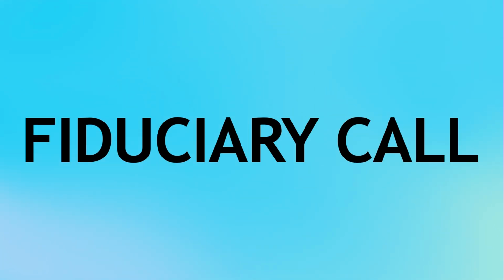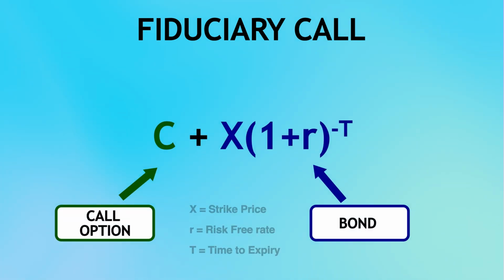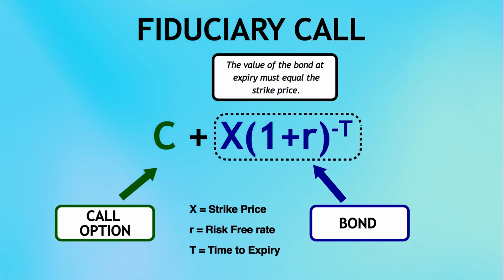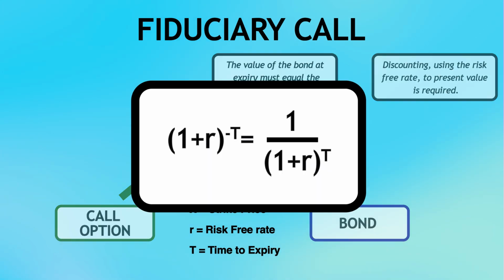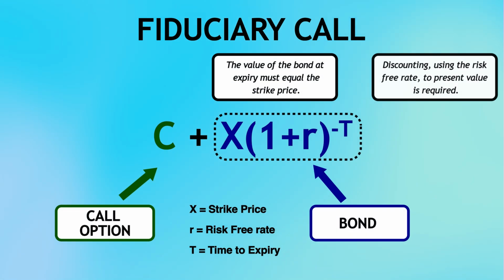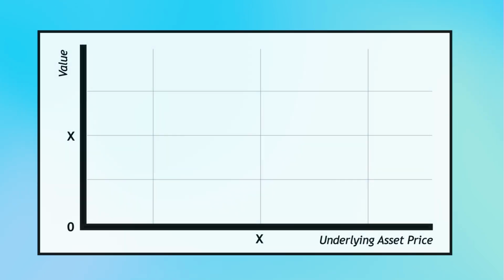Let's start with the fiduciary call. The fiduciary call has a call option and a risk-free bond. The value of the bond must equal the strike price at expiry. So the value at the beginning would be the strike price discounted to present value using the risk-free rate. The reason the discount is to the minus T rather than T is because we are dividing rather than multiplying the strike price to get the value at the start. We now will look at the payout for each instrument at expiry. We will be plotting charts where we can visualize the relationship between the value of the instrument and the underlying asset price at expiry.